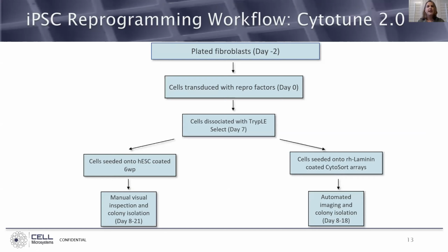This is a hot area in science right now, and it's not always a particularly easy or streamlined workflow. So we wanted to compare the traditional workflow in 6-well plates against a workflow performed on CytoSort arrays in the CellRaft AIR technology. This was done in collaboration with the University of Virginia Stem Cell Core. We took plated fibroblasts and transduced them with reprogramming factors. After a week, the cells were dissociated, and then they were either plated onto embryonic stem cell coated 6-well plates, or they were seeded directly onto recombinant human laminin coated CytoSort arrays. On the manual version, we performed visual inspection and colony isolation over the course of 3 weeks. And in the AIR workflow, we performed automated imaging and colony isolation in roughly the same time frame.